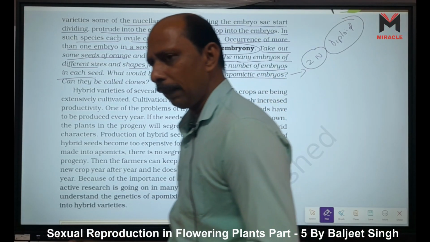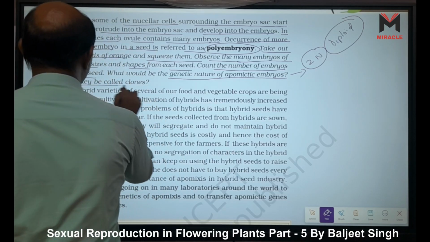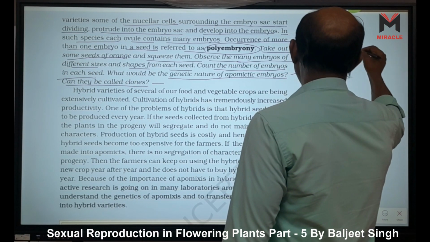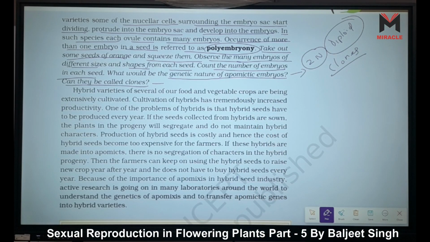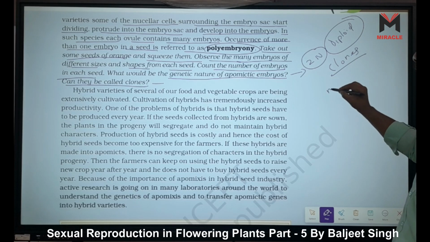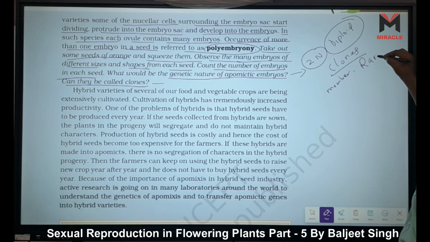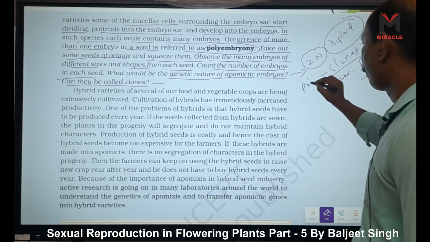Right? They are diploid, but what happens here? Can they be called clones? Yes, they are called clones. The population of these, that means apomictic embryos, are called clones, and each member is called a ramet. Right? Ramet. Each member, and this is the population.